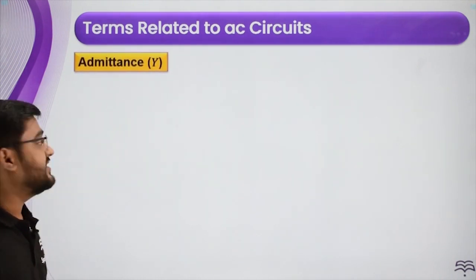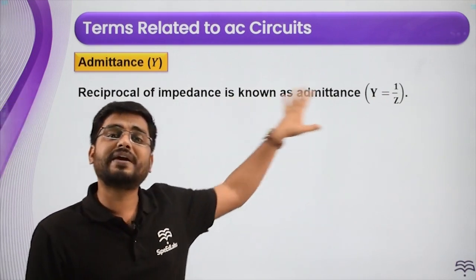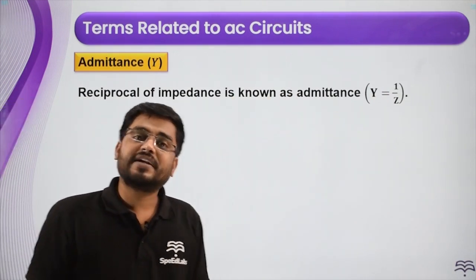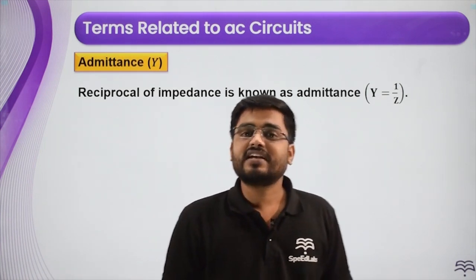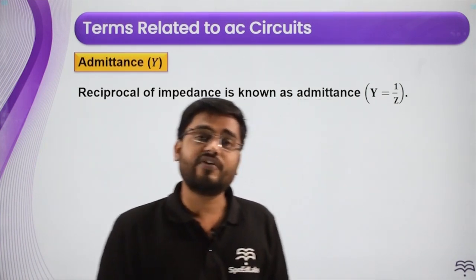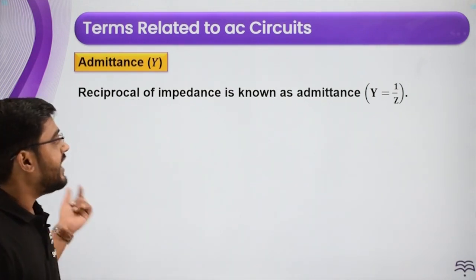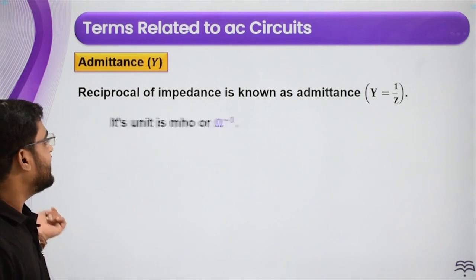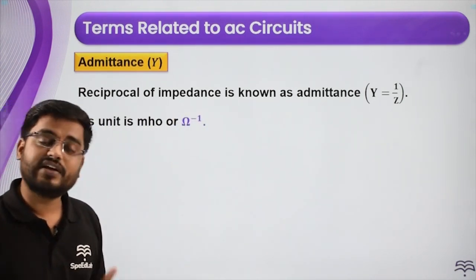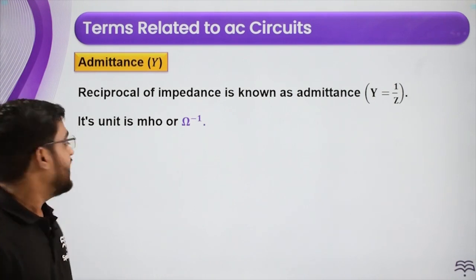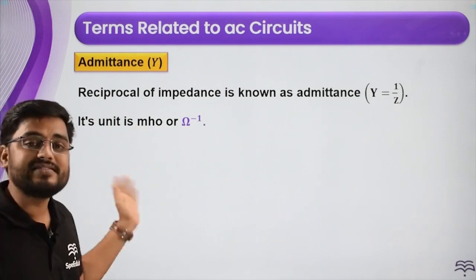Last is admittance. So what is admittance? The reciprocal of impedance is called the admittance. See, the reciprocal of resistance was conductance, capital G. Similarly, the reciprocal of impedance Z is called the admittance. If we talk about its SI unit, impedance was calculated in ohm, and this is basically the reciprocal of ohm. So ohm inverse, also known as mho.